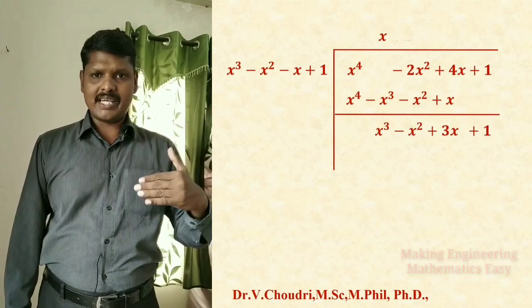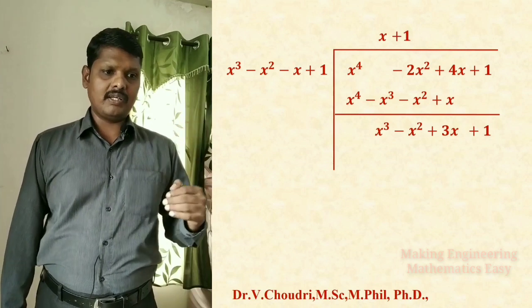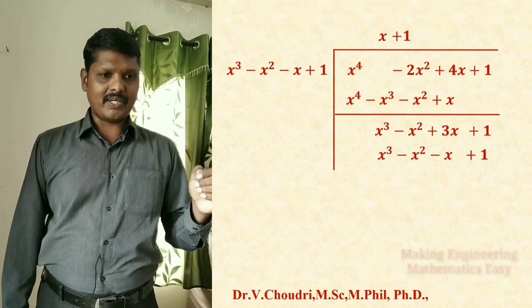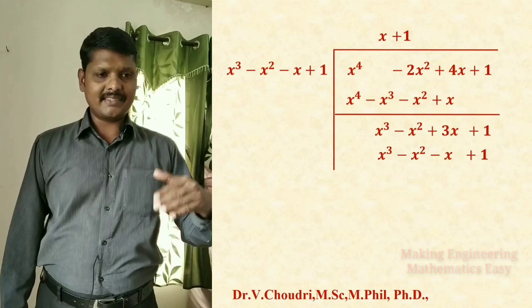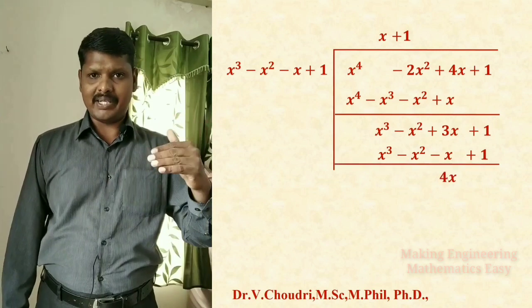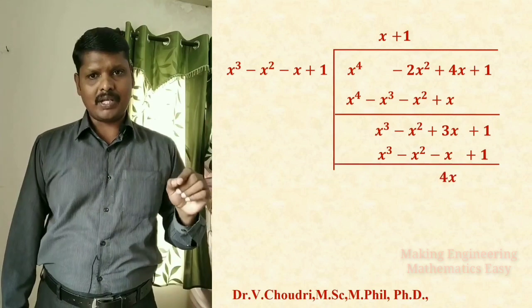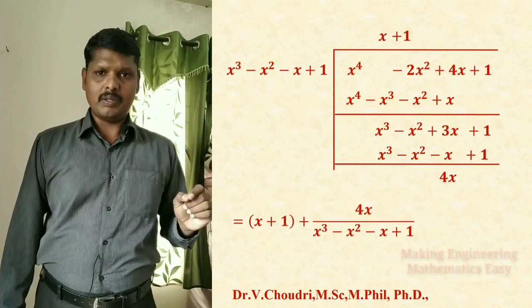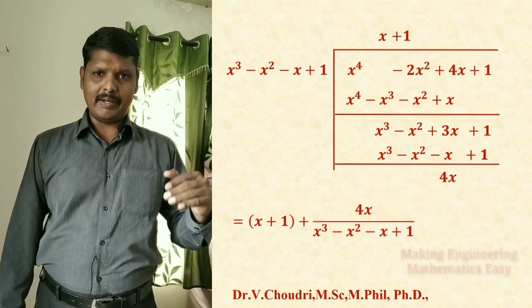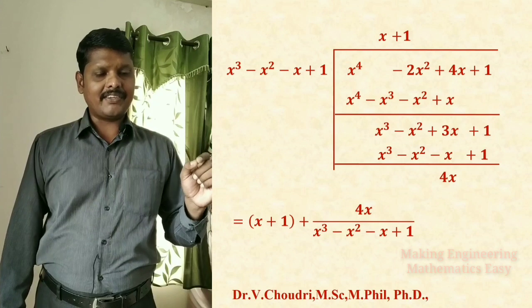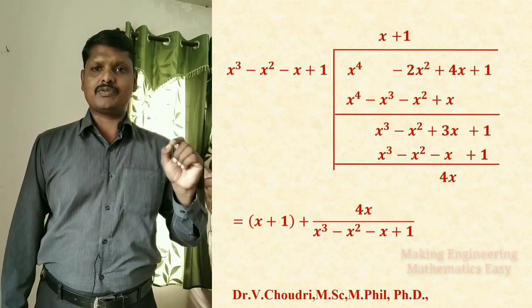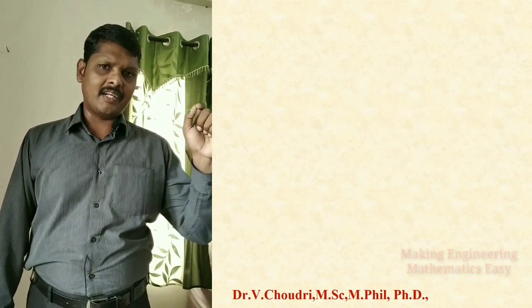Now the only one chance, take the quotient plus 1. So x cube minus x square minus x plus 1. Cancelling these two, you may get the remainder 4x. Now use the formula: quotient x plus 1 plus remainder 4x divided by divisor x cube minus x square minus x plus 1. Now apply integral on both sides.